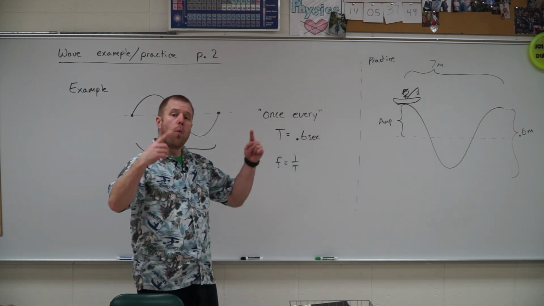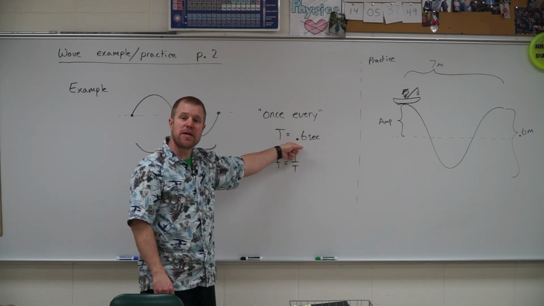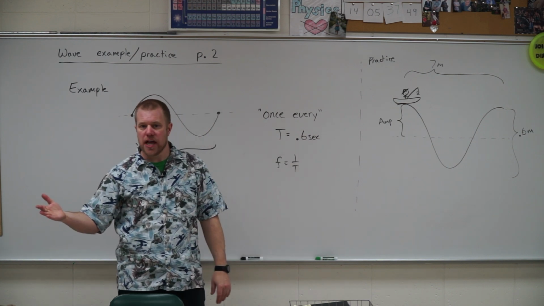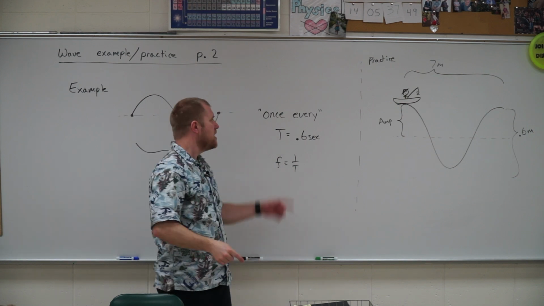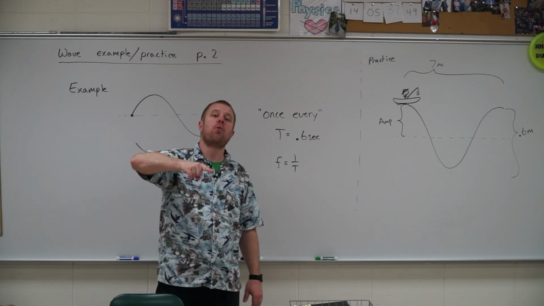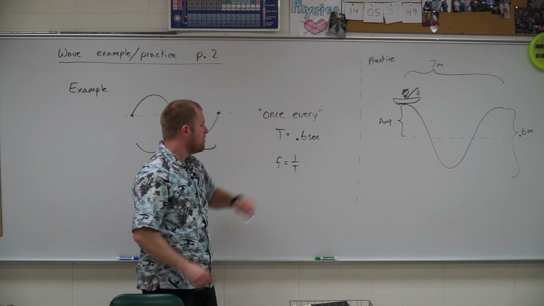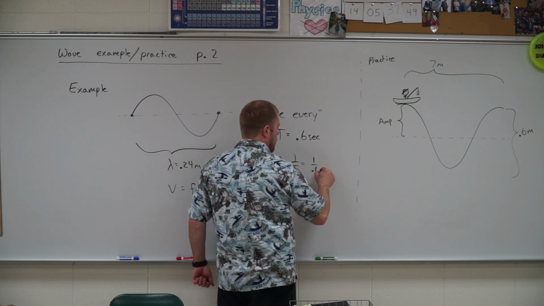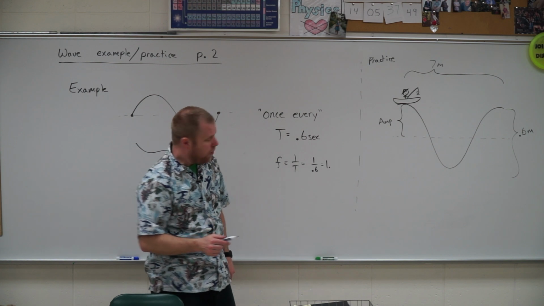Now they said one every, once every, that's telling me the period, the time for one wave. So remember when we did rotation, it was rotations per second, the time for one rotation. Now we're talking about the time for one oscillation. They gave me the period, so plug it in to find frequency, which is what they want me to find first. So 1 over 0.6 gives me 1.67.